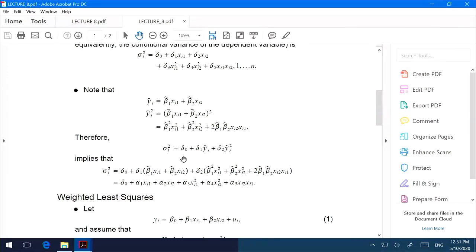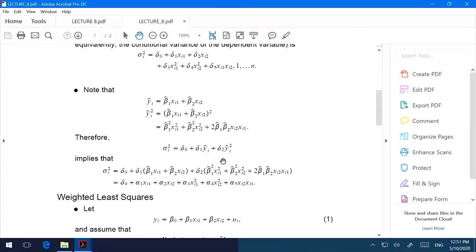So if I now choose as my model for the error variance, to model sigma i squared as delta naught plus delta 1 times yi hat plus delta 2 times yi hat squared, so if I now choose this to be my auxiliary regression, that implies that all of this is true. You see? If you plug in yi hat squared, you can see that you end up with all of the x's, the squared x's, and the cross products. So choosing this as my auxiliary regression at step two effectively enables me to include the x's, the squared x's, and the cross products.